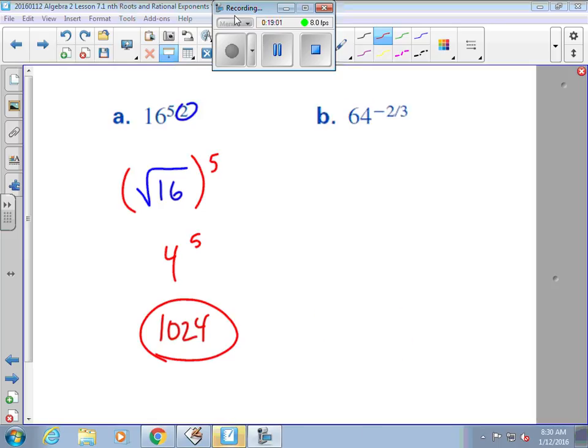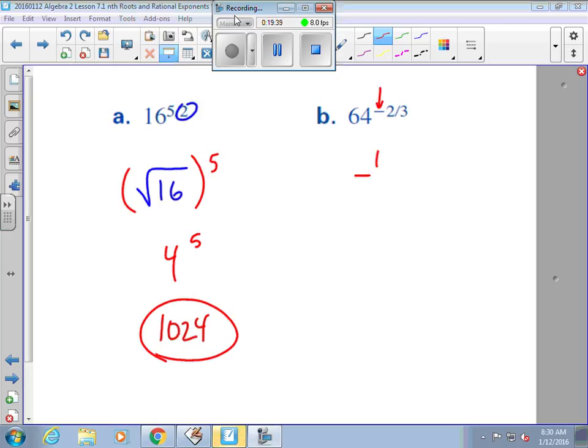And one more, everybody. 64 to the negative 2/3 power. Again, remember what has to go first. What has to happen first. Then rewrite it in radical form. If you're getting stuck with the cube root, remember, think small, not big. You only got to get to the number 64. Again, the negative takes precedent.